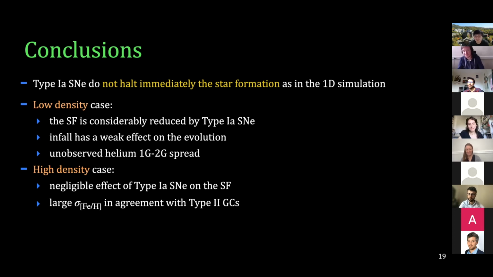It's fixed. Okay, so it's a very interesting talk, by the way. Thanks. I had a question about the feedback part. First of all, you form the stars from the second generation, and you mentioned that you have included type 1a supernovae, but do you include type 2 from the second population?